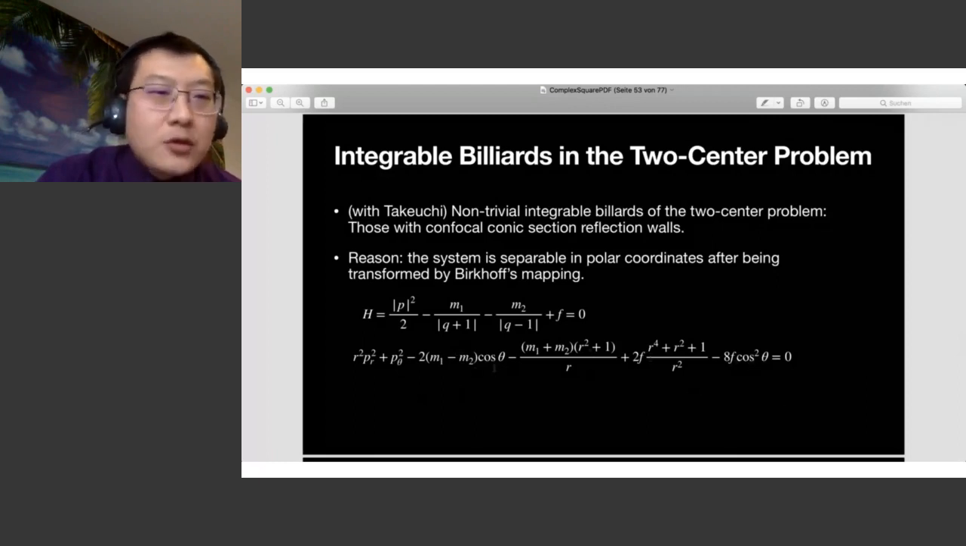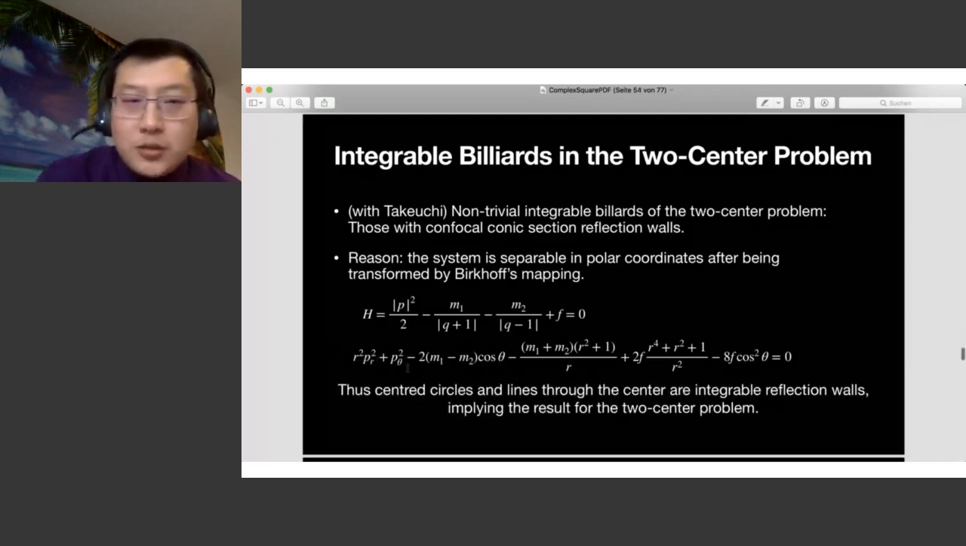So r is a radius and theta is a polar angle, and p_r and p_theta are the corresponding conjugate variables. And what one sees here is separability, which then gives us two conserved quantities, both quadratic in the momenta, so in p_r and in p_theta. And therefore, consequently, the coordinate lines in the polar coordinates, namely centered circles and also lines through the center, are integrable reflection walls for this system which we have obtained in the end.